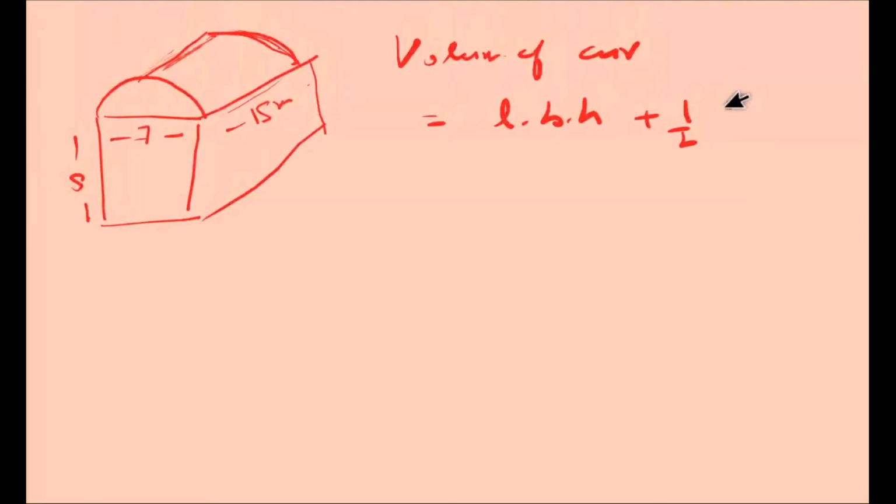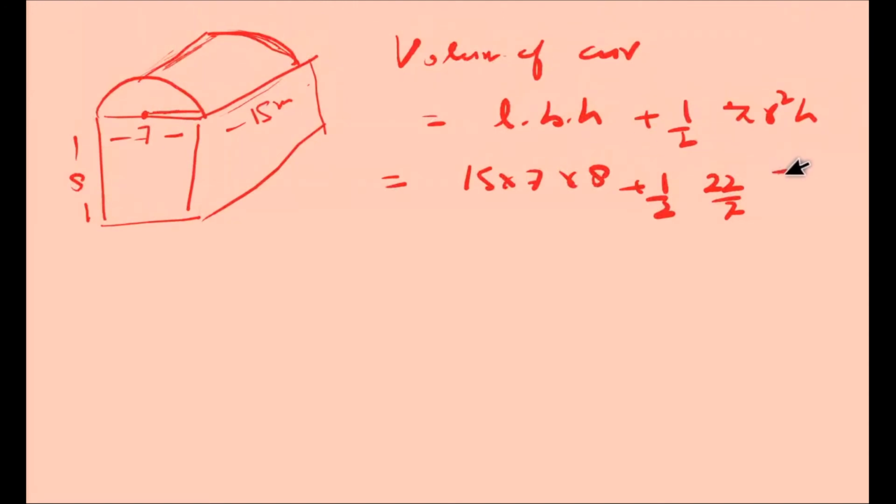Volume of cylinder is pi r square h. Now what is the LBH? What is given LBH? 15 into 7 into 8. So 15 into 7 into 8, plus half. Now pi is 22 upon 7. Now what is the radius? Radius is half of this, 7 by 2. 7 by 2 square. And now what is the height? Height of the cylinder is 15.